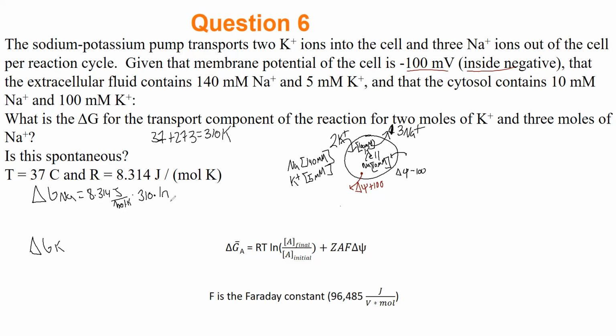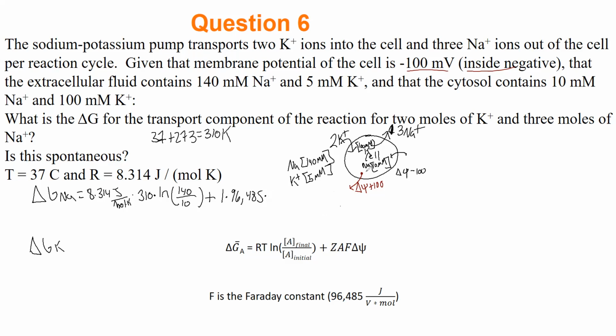Multiplied by the natural log of the final concentration. That's why I did this picture. The final concentration when we're going outside the cell of sodium is 140, divided by the initial concentration. Well, where it was coming from, the concentration was 10. So that's the concentration portion of this, plus the charge of sodium, so 1, times Faraday's constant, 96,485, multiplied by the change in membrane potential.